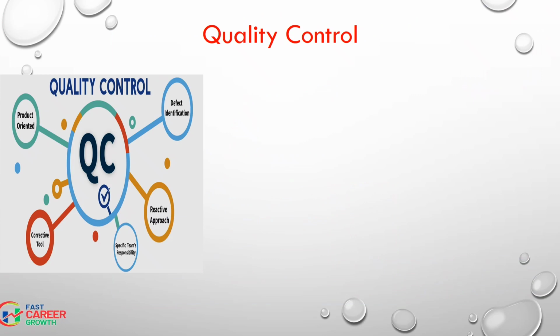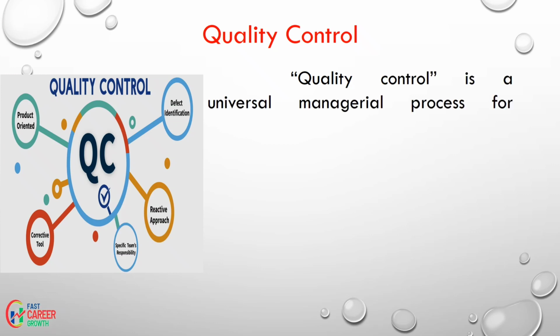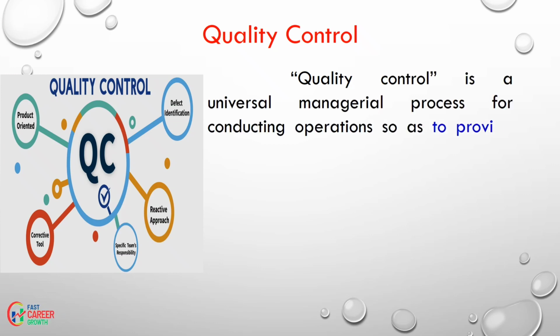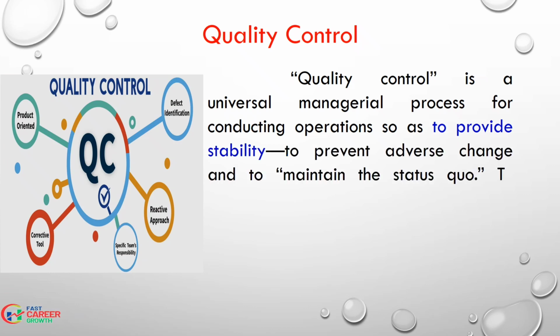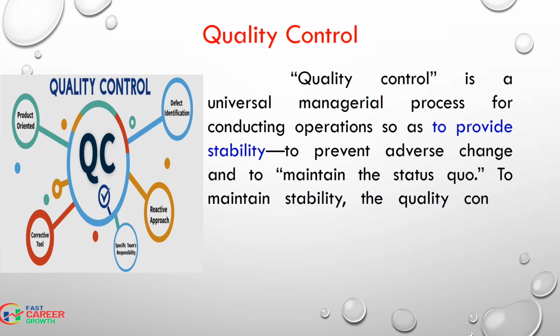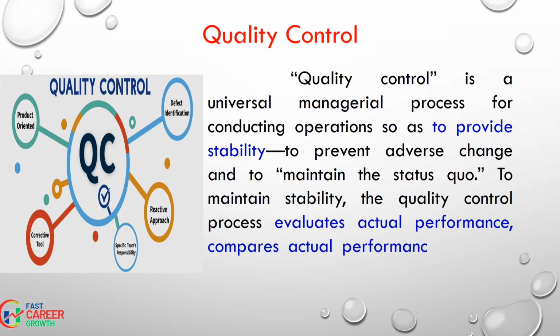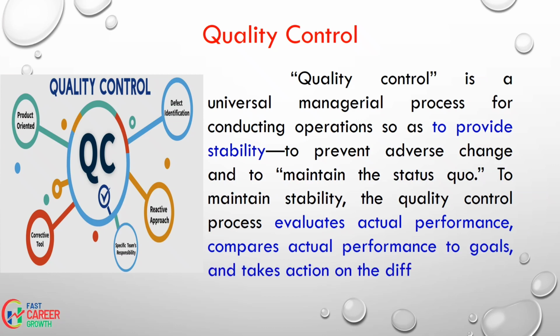Next is quality control. Quality control is a universal managerial process for conducting operations so as to provide stability, to prevent adverse change and to maintain the status quo. To maintain stability, the quality control process evaluates actual performance, compares actual performance to goals, and takes action on the difference. The term control of quality emerged early in the 20th century.